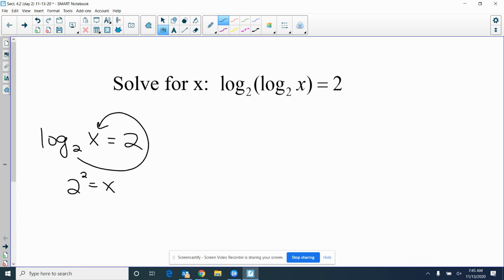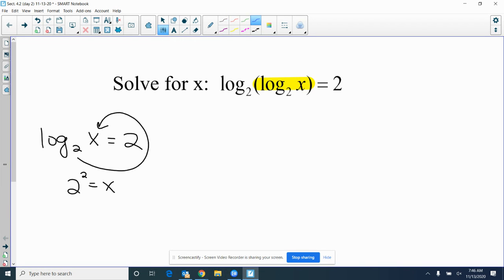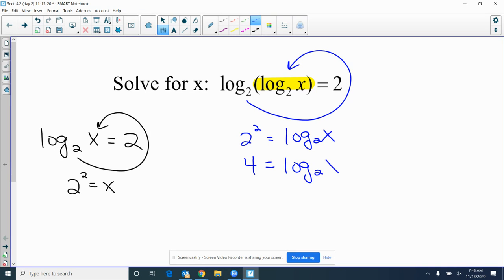Now, instead of an x, what do we got in that spot? We got this whole thing, but don't let that just throw you off. Do the same thing I just did. So you're going to rewrite that in exponential form. So that means 2 to the 2 squared equals, instead of x, log base 2 of x, which means that 2 squared is 4. So 4 equals log base 2 of x.